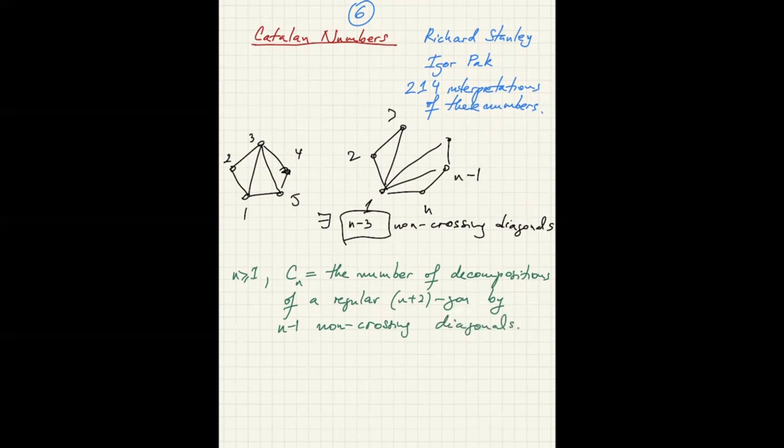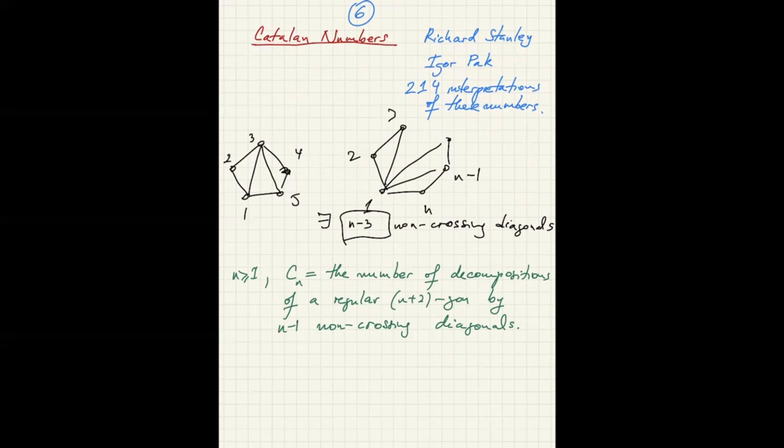So there's a bit of a mismatch between Cn and the size of the regular polygon. But yeah, if we play with it a little bit, you'll get used to it. So let's do some simple examples and let's see what these values are.